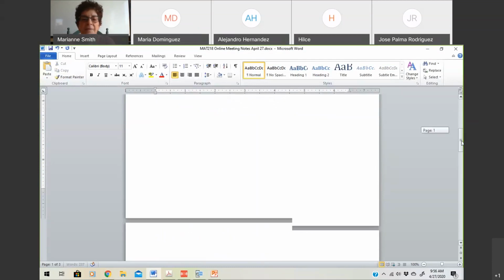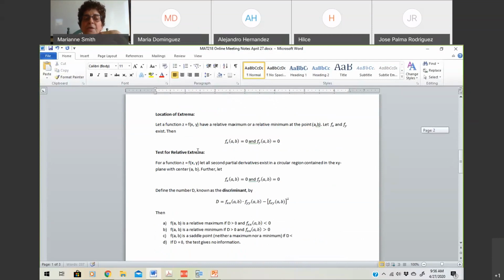Okay, so I want to put this on a second page, right? So here's our location of extrema. You're going to set your first derivatives with respect to x equal to 0. Then here's the test. You're going to build the discriminant, and here's how you decide what you've got.